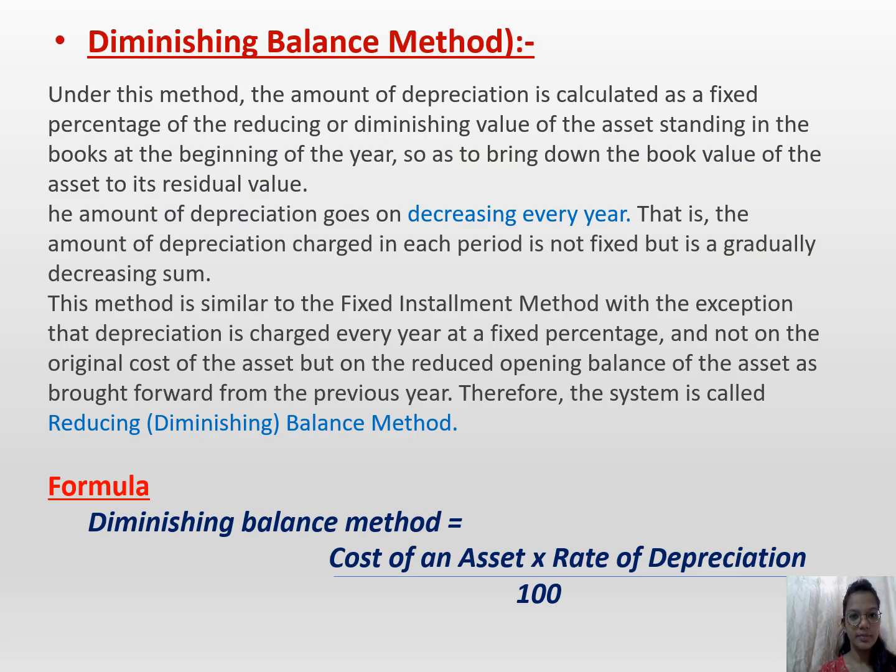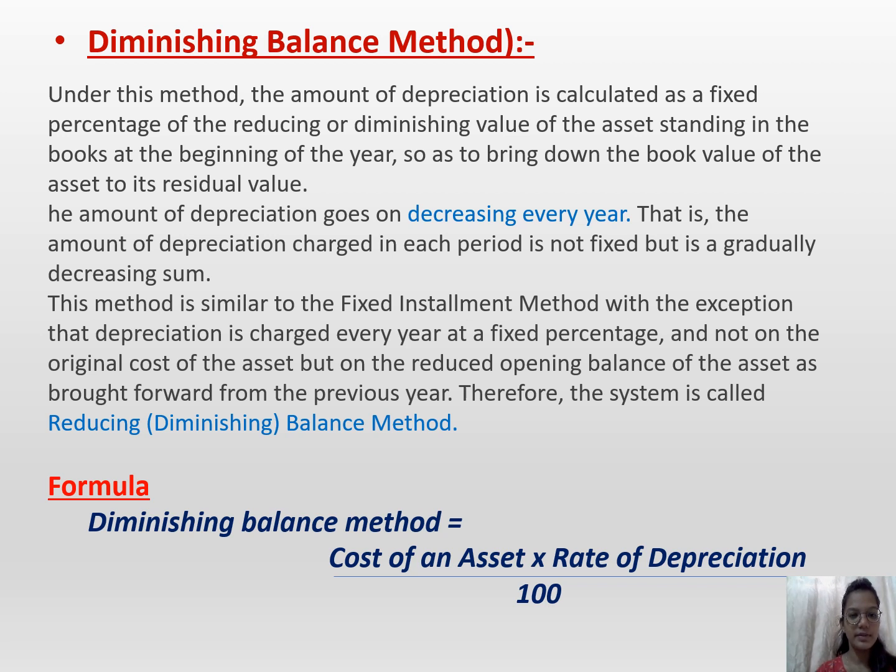Second is the diminishing balance method. Under this method, the amount of depreciation is calculated as a fixed percentage of the reducing or diminishing value of the asset standing in the books at the beginning of the year, so as to bring down the book value of the asset to its residual value. The amount of depreciation goes on decreasing every year. That is, the amount of depreciation charged in each period is not fixed but is gradually decreasing.